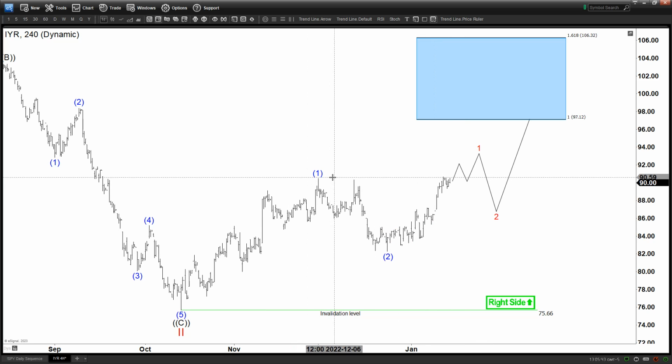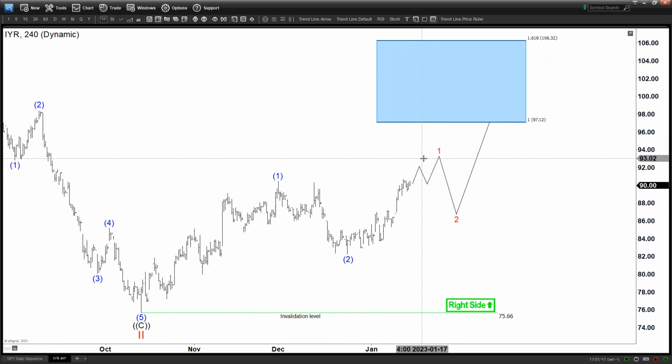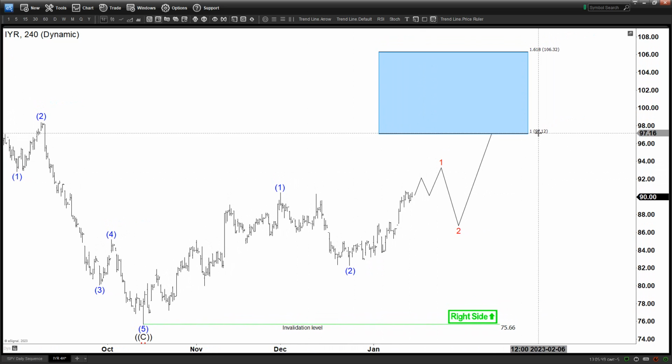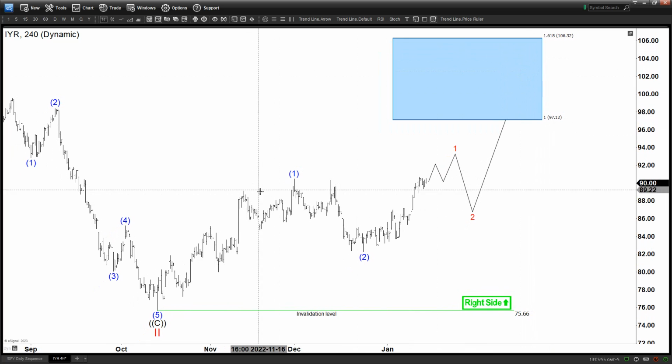Now, this opened up a bullish sequence, and in our system, this should keep extending higher towards the next equal legs area, which is 97.12 to 106.32. What we like is to buy any pullbacks against 12.22. Alright, so we're expecting, just like it did 5 waves here and a pullback, we're also expecting 5 waves in red 1 and a pullback in 2 before continuation higher.